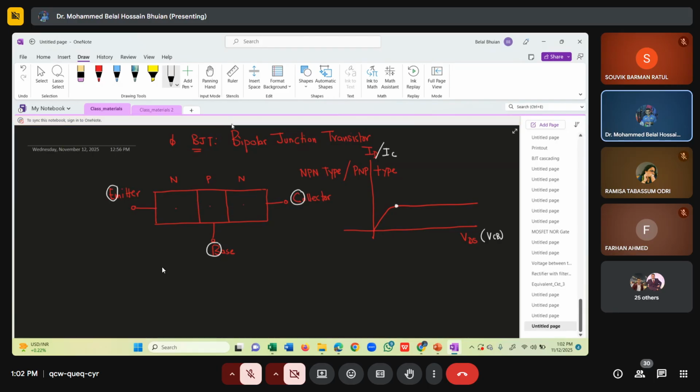Now, if you notice, between the emitter, which is N-type material, and the base, which is P-type material, there is a PN junction. PN junction means we have a depletion region. On the N side of the depletion region, we have a layer of exposed phosphorus ions. On the P side of the depletion region, we have a layer of exposed boron ions.